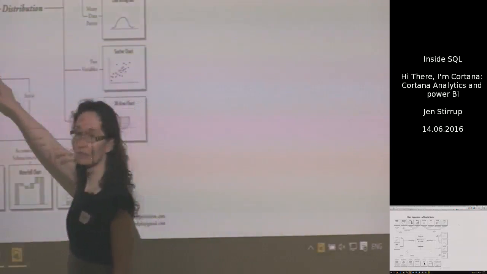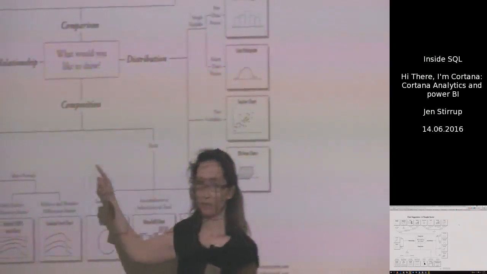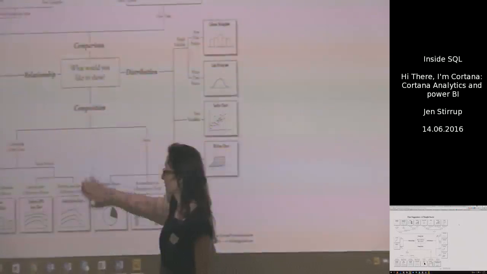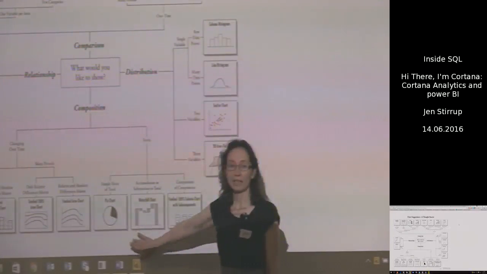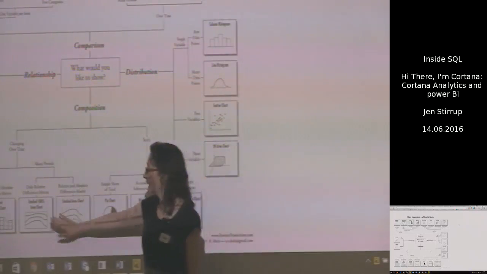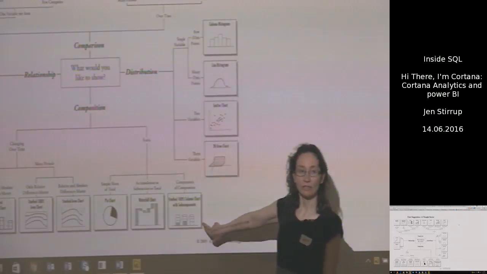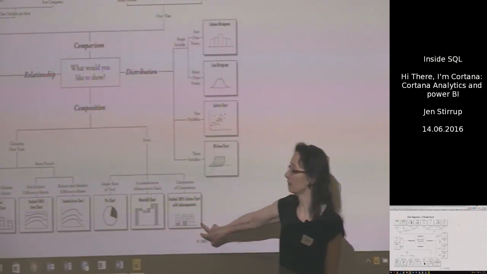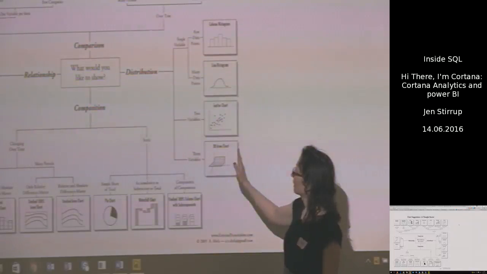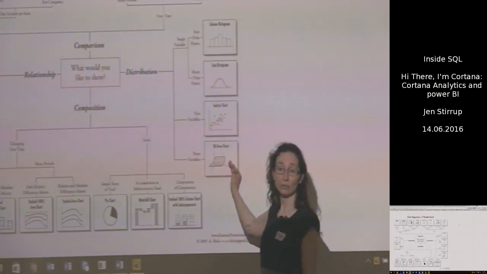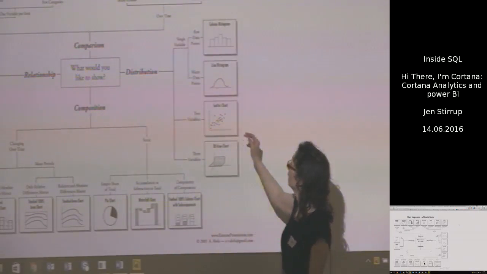So you start in the middle. What would you like to show? So composition. We've got pie charts down here, area charts, column charts. Power BI does most of these. It does waterfall charts as well. And then we've got distribution. Do I want to show the distribution, particularly over time?